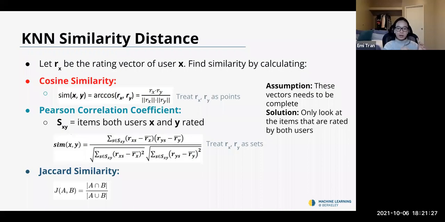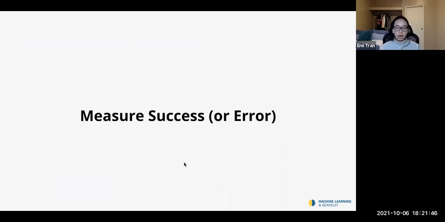You only need to look at the values that are already filled in, that both have. So if one of the two vectors doesn't have a value, if it has a question mark, don't look at that value. Only look at values that are already there. And that's just our quick solution for collaborative filtering.